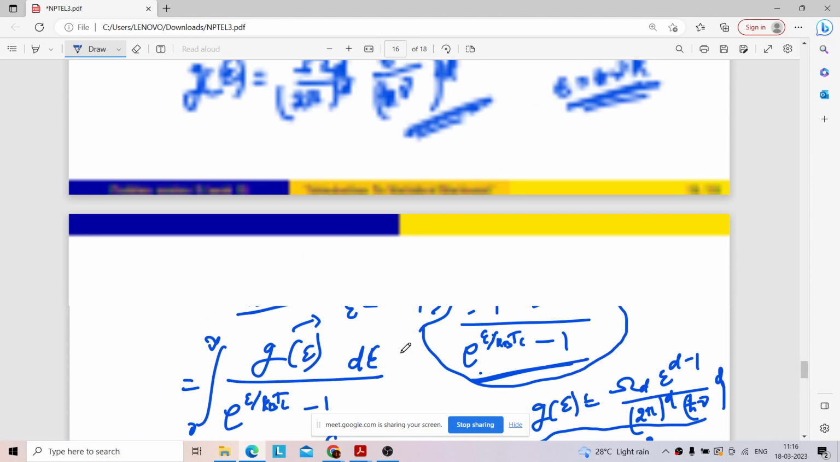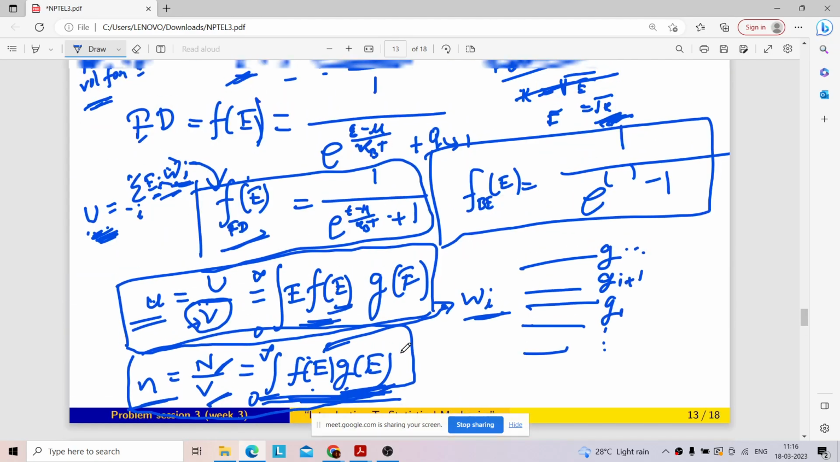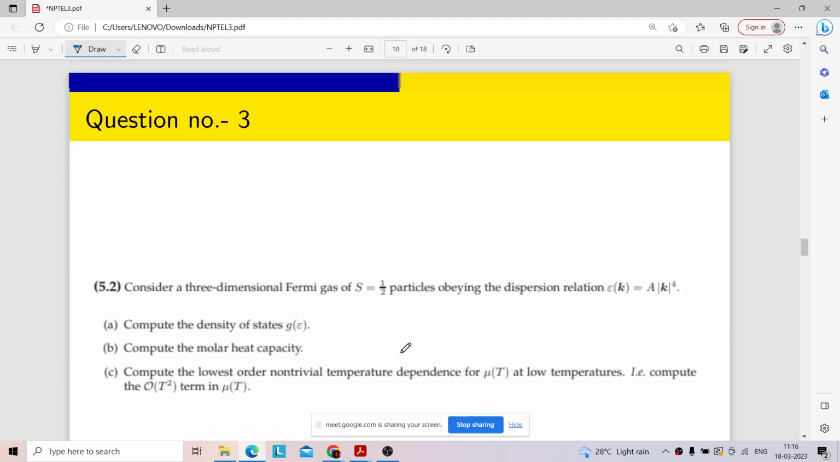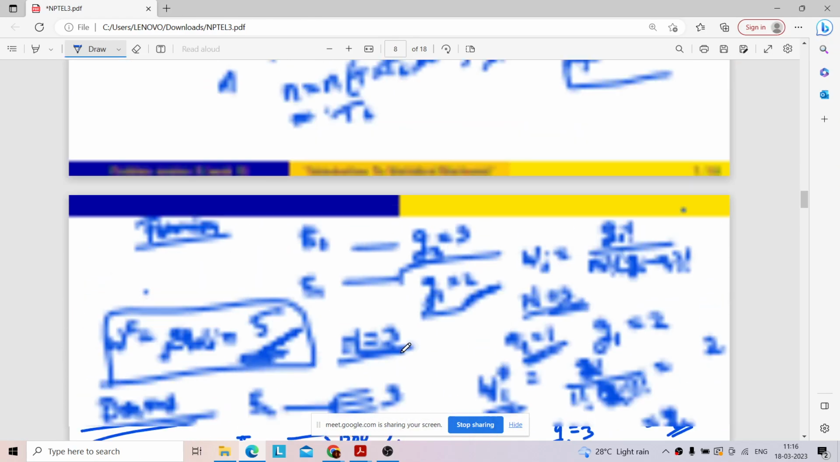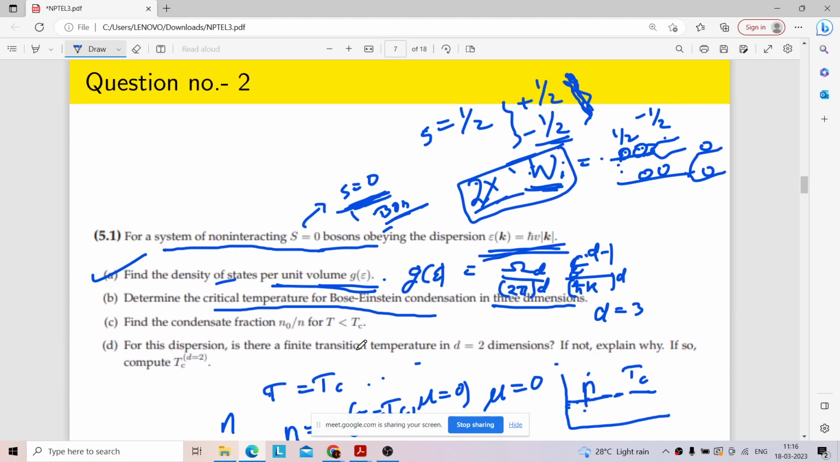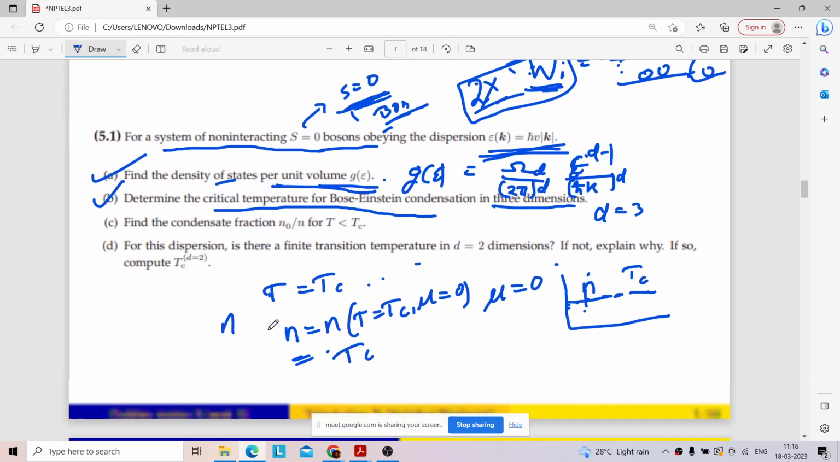Then we'll calculate, what is the third question? We will come to the third question now. So this is done. We got a form for Tc. Now it is asking us to find the condensate fraction. Condensate fraction means what?